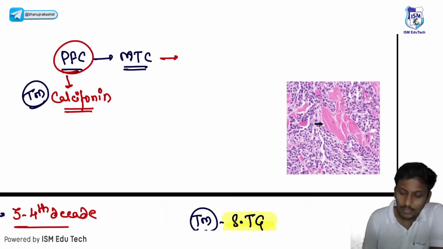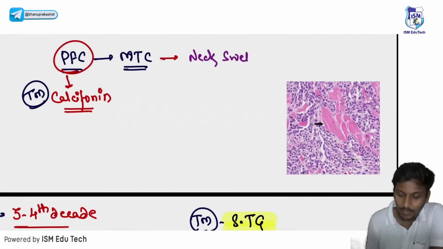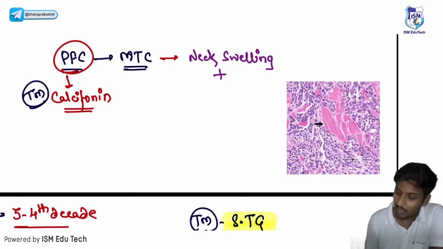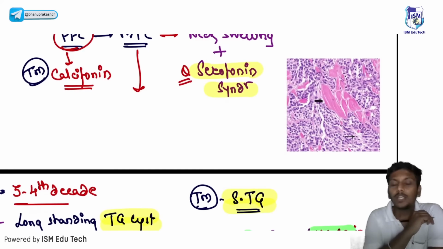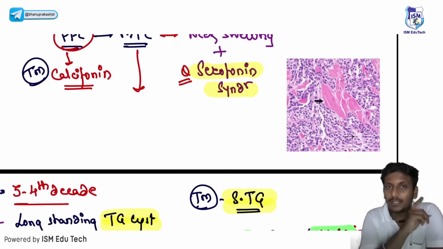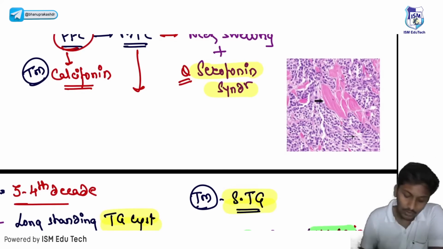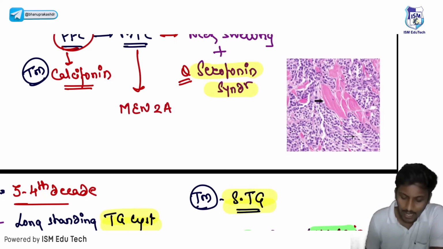Medullary thyroid cancer is characterized by neck swelling, a common symptom shared among different thyroid cancers. This swelling may be accompanied by serotonin secretion, leading to serotonin syndrome. Patients with medullary thyroid cancer are often associated with multiple endocrine neoplasia syndromes, specifically MEN2A and MEN2B, which increase the risk of developing this cancer due to genetic mutations.